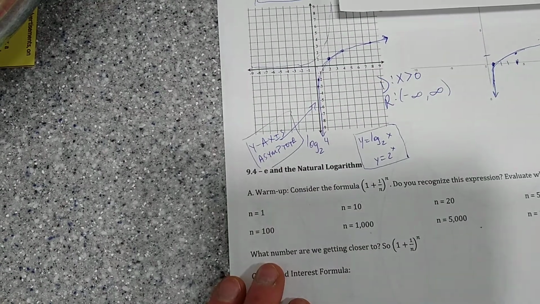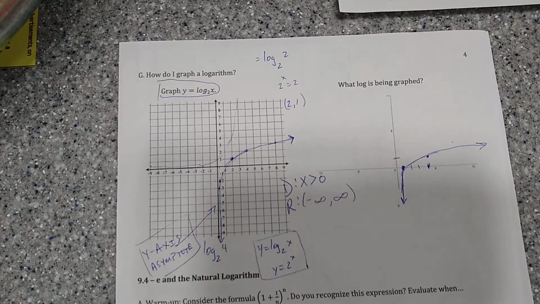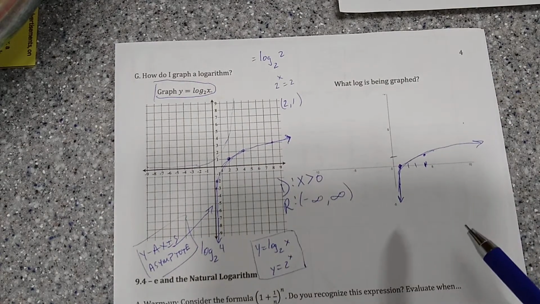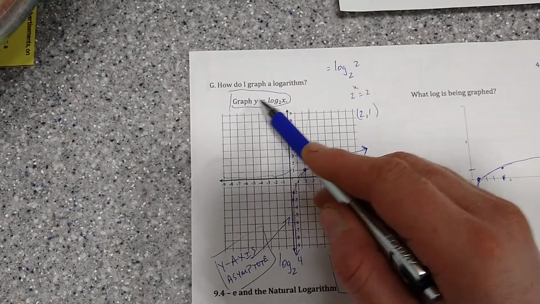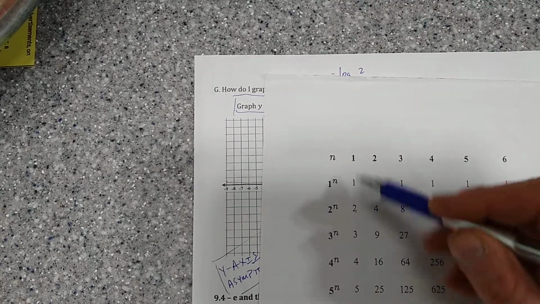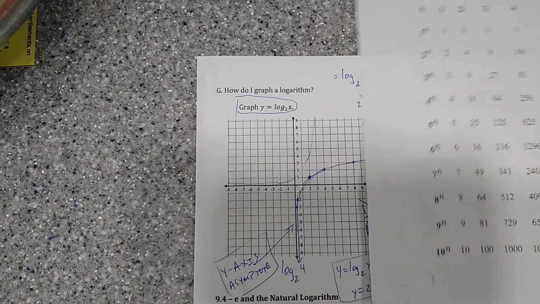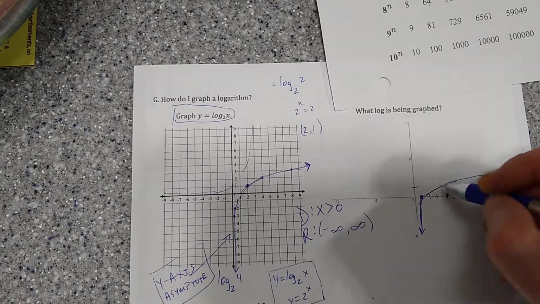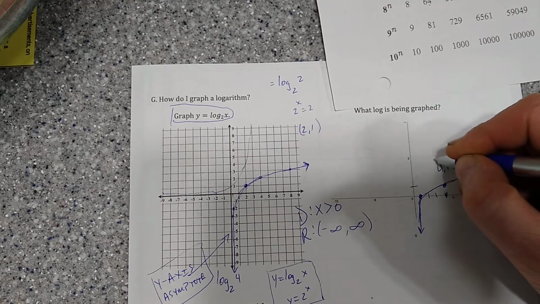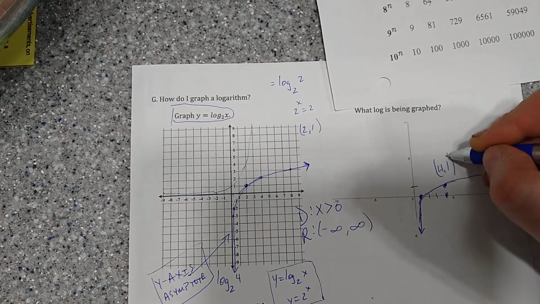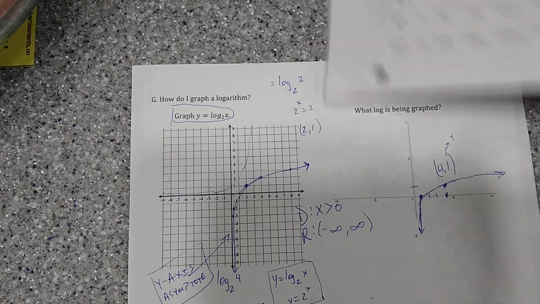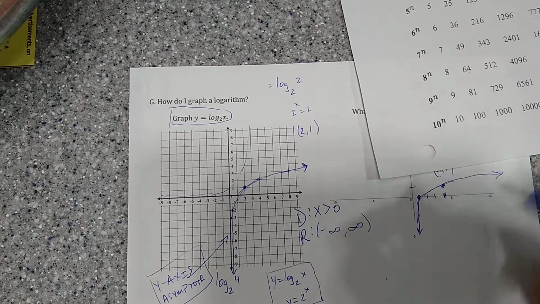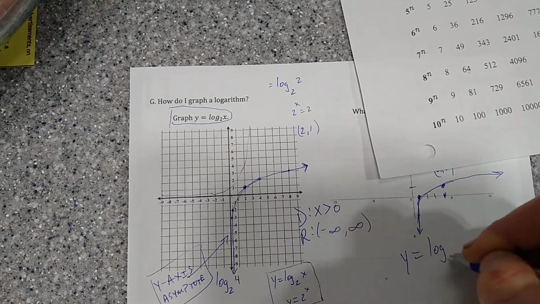There you go. All right, this other one did not copy very well for me at all, but I'm just wondering what log is being graphed here. Well, if you notice right here, log base 2 has 2 comma 1. So if I want to figure out what log is being graphed, I see right here there's 4 comma 1. So whatever number has 1 for a y value is going to be your base. So log base 4 is going to have 4 comma 1. So I know that this is y equals log base 4 of x.